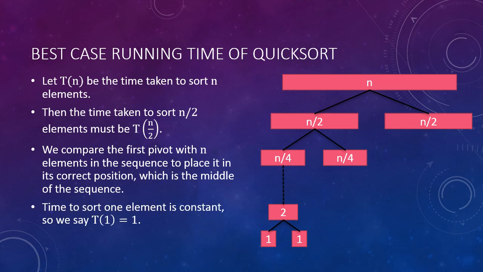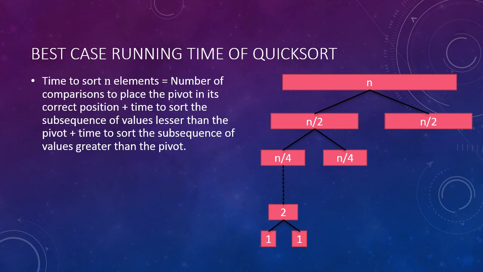Time to sort one element is constant. So we say T1 is 1. Time to sort n elements is number of comparisons to place the pivot in its correct position plus time to sort the subsequence of values lesser than the pivot plus time to sort the subsequence of values greater than the pivot. Mathematically, I can write it like this.